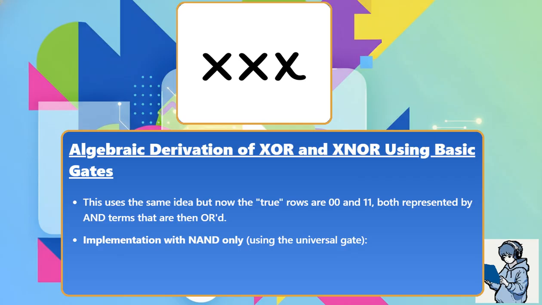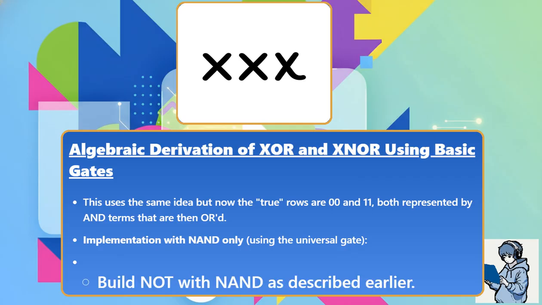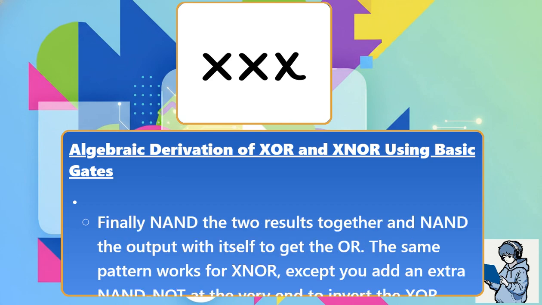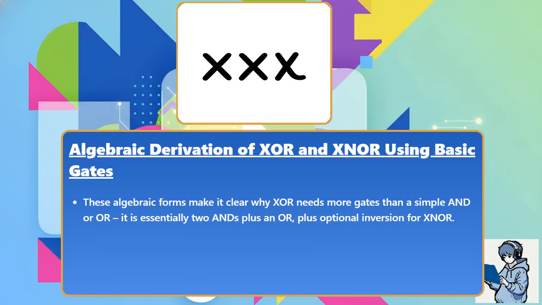Implementation with NAND only using the universal gate. Build NOT with NAND as described earlier. Construct the two AND terms using NAND then NAND, that is, NAND followed by a NOT. Finally, NAND the two results together and NAND the output with itself to get the OR. The same pattern works for exclusive NOR, except you add an extra NAND NOT at the very end to invert the exclusive OR result. These algebraic forms make it clear why exclusive OR needs more gates than a simple AND or OR: it is essentially 2 ANDs plus an OR plus optional inversion for exclusive NOR.